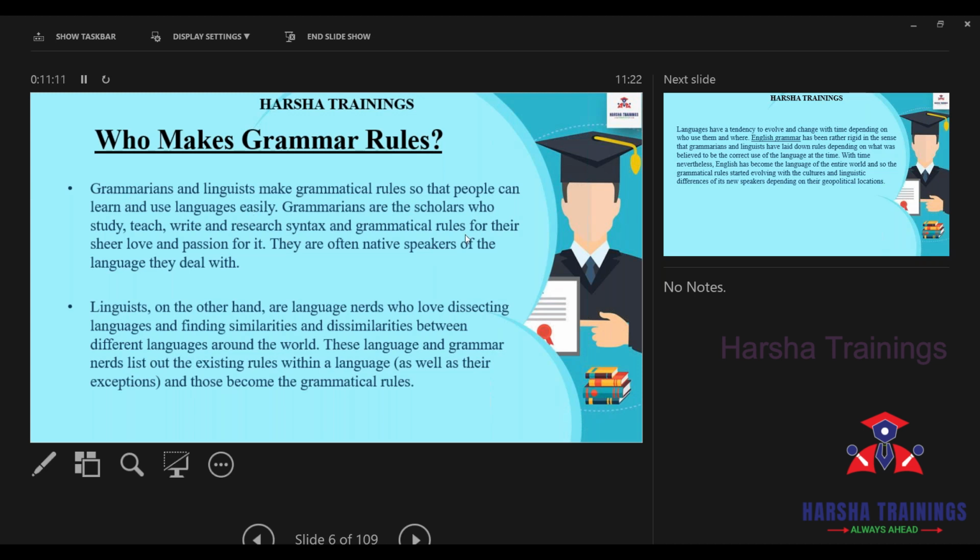Okay, so grammarians are scholars who study, teach, write, and research on the syntax. What do you mean by syntax? It's a rule, right? A particular rule. They research on the syntax and the grammatical rules. Because why? Because they love the language.